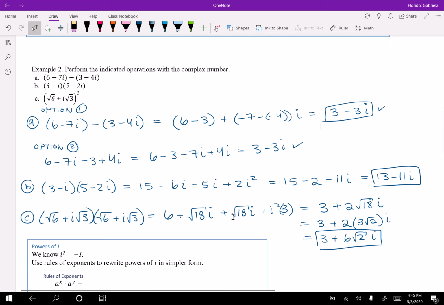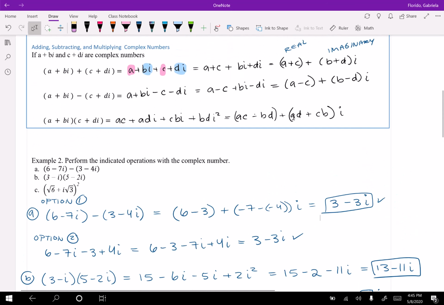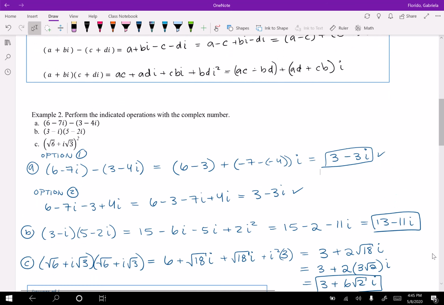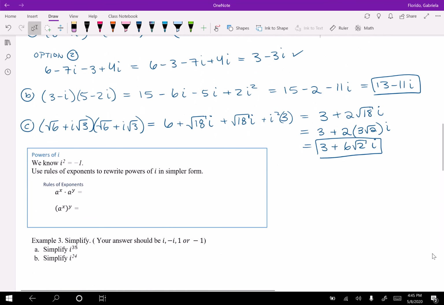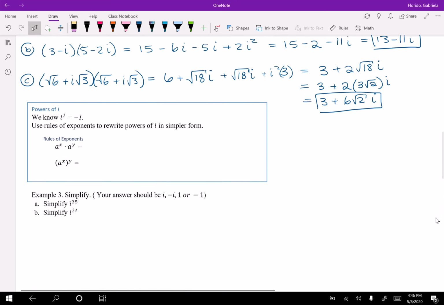And again, you can either do FOIL method or just follow the formula that we have up here. However you want. We got the formulas from actually doing the FOIL method. So hopefully you're comfortable adding, subtracting, and multiplying complex numbers. It's not too different, except we have to remember that i squared is equal to negative 1.